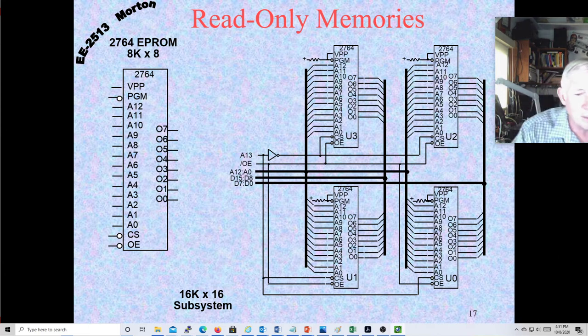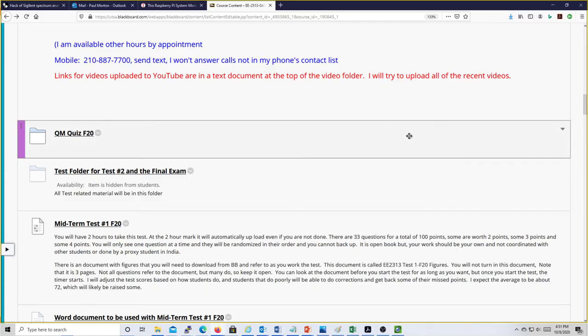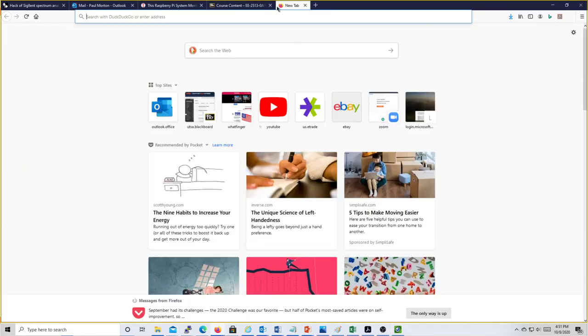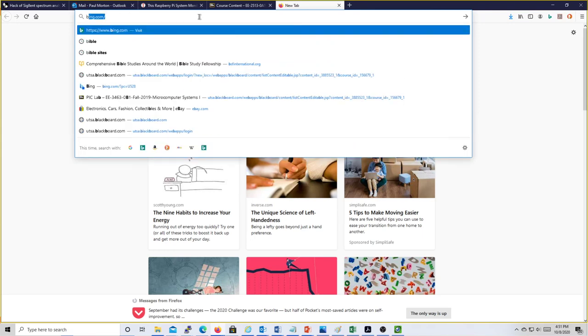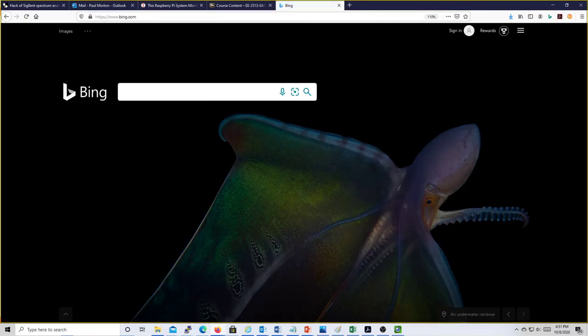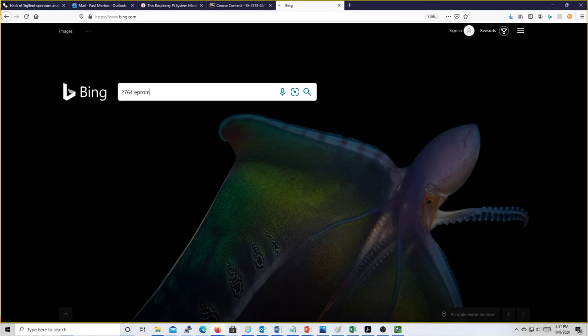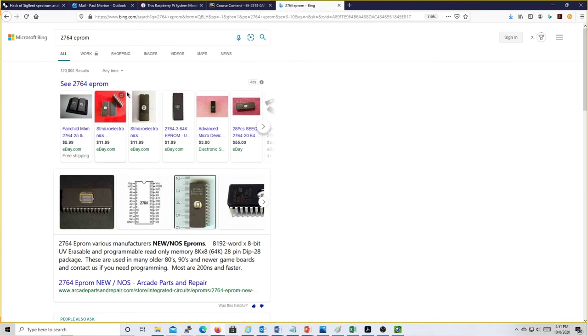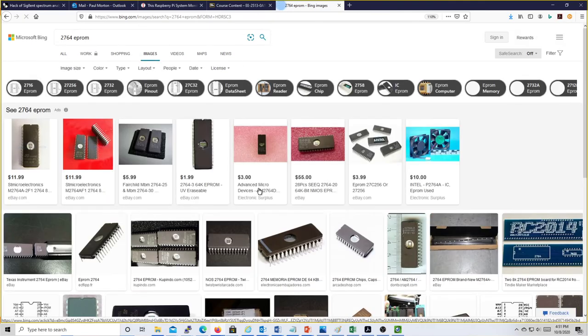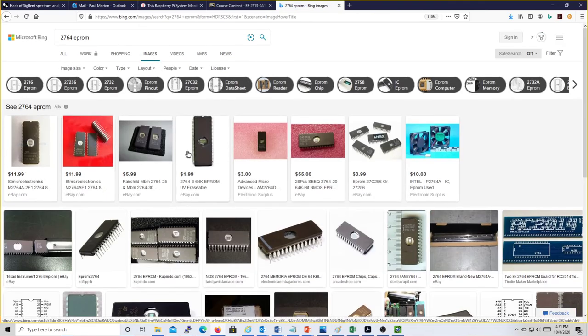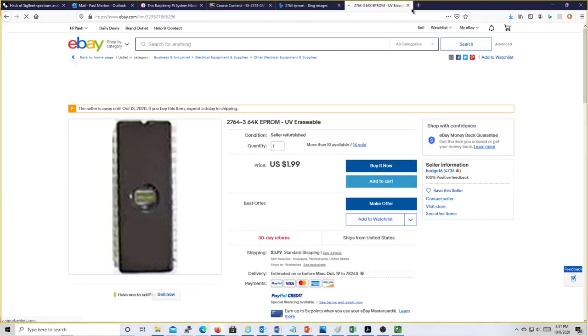In fact, let me show you a picture because I'm sure we can find one. Let me do Bing, and we'll do a 2764 EEPROM. And then we'll do the images. Let's see. Yeah, here it is.